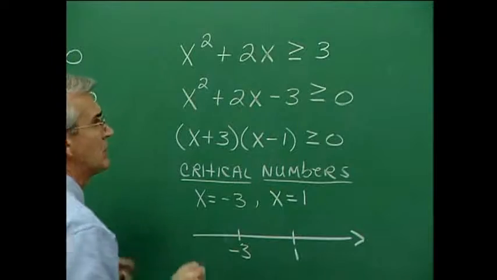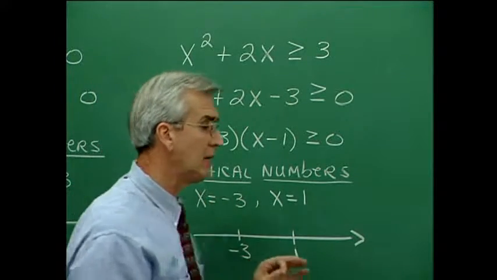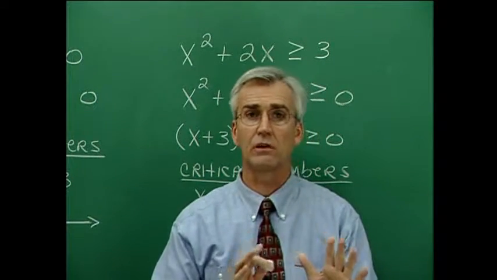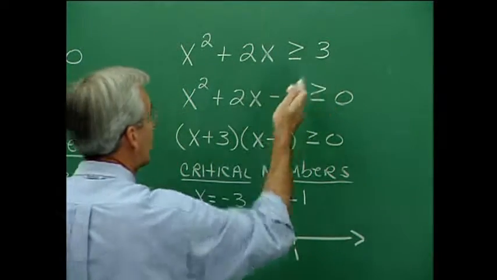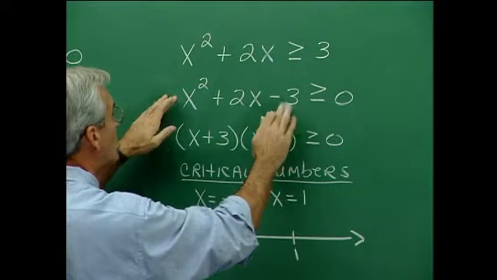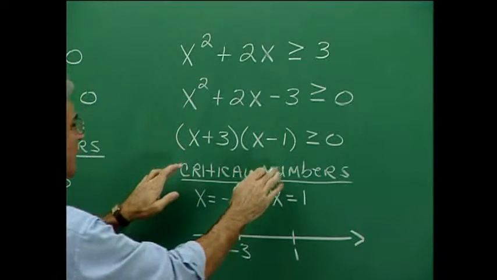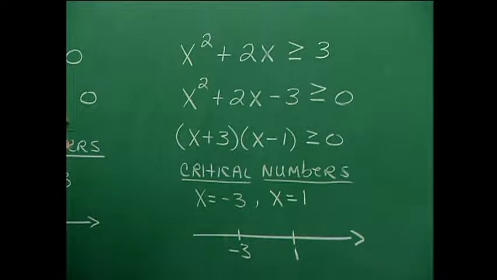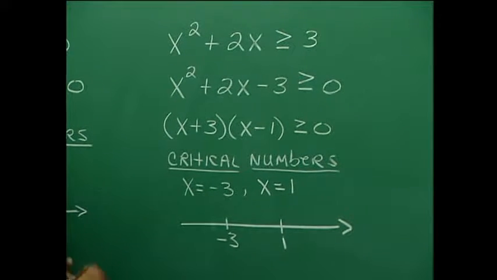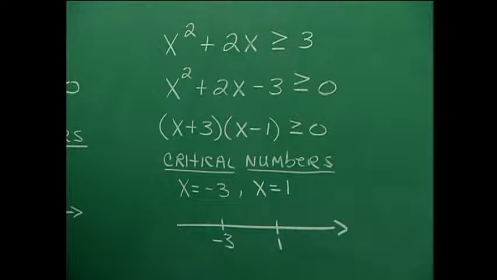Now, in order to use this factoring technique and the identification of critical numbers, we need to put all the terms on one side and then factor. So we kick the 3 over here by subtracting 3 on both sides. We factor, we identify the critical numbers as the zeros of our 2 factors, and then we pop in those numbers into a number line. And now we're ready to examine the number line.